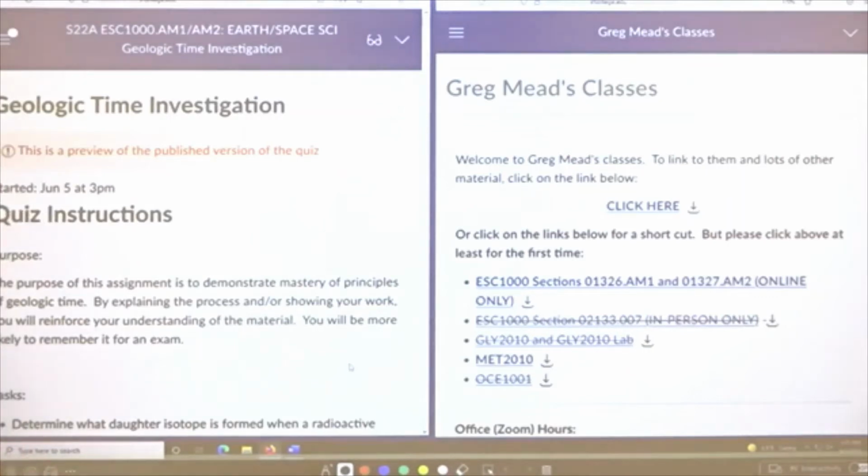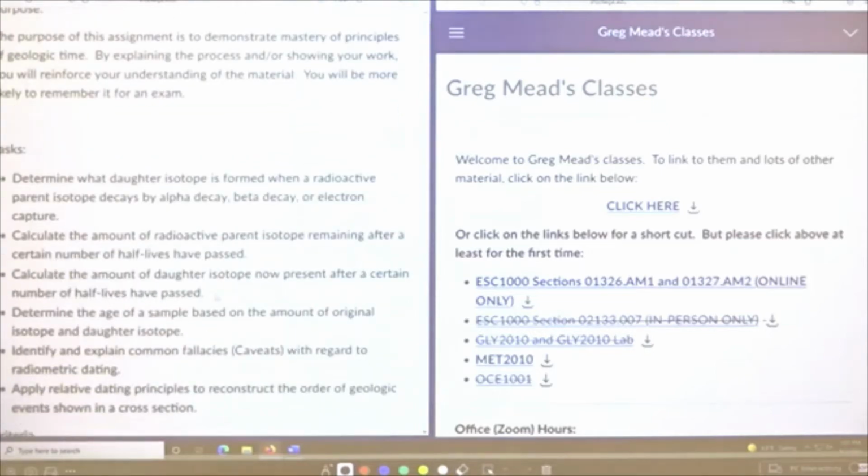So what I'm going to do is break this series of videos into 3 separate videos, and I'll include links to those. The first one is to figure out which isotope a radioactive isotope turns into after alpha decay, beta decay, or electron capture.